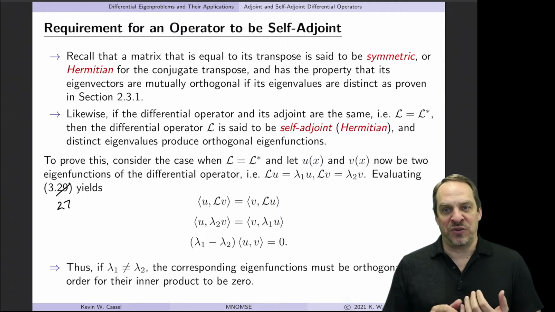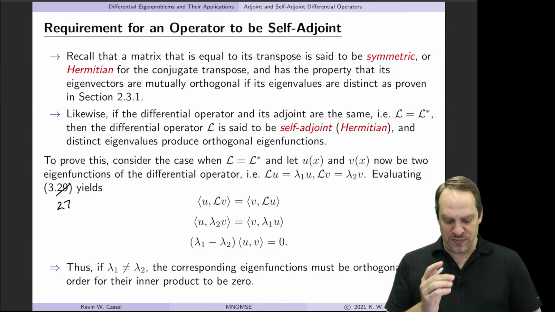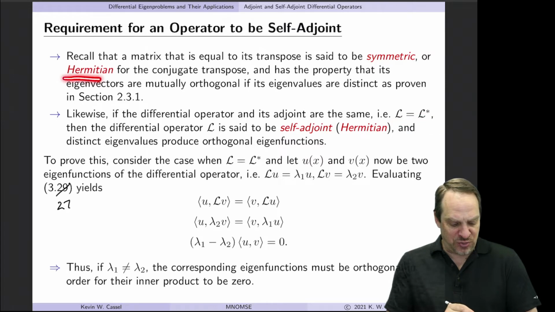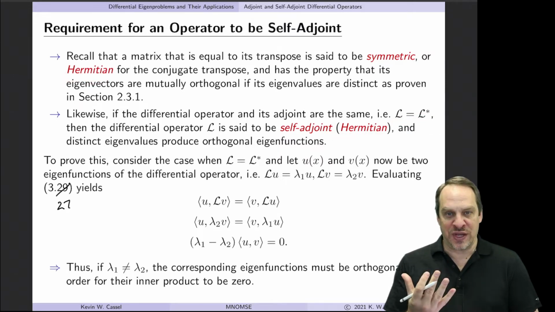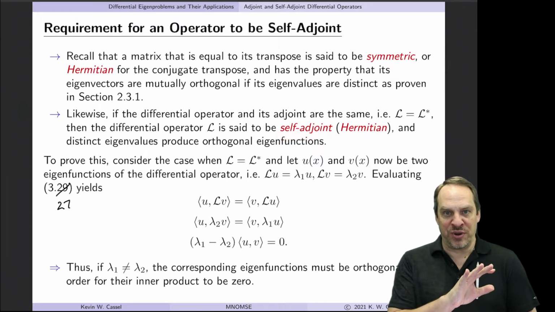So we started in the last video by defining the adjoint of a differential operator, again by analogy to the transpose of a matrix. And now we want to look at what is the requirement for such a differential operator in order for it to have mutually orthogonal eigenfunctions. So just like a matrix is symmetric if A and A transpose are the same, we're going to say that a differential operator is self-adjoint if L and L star are the same. Some people use the more general term Hermitian, which applies also in the complex case for linear algebra, but I'm going to use the term symmetric in the linear algebra matrix context and self-adjoint in the differential operator context.